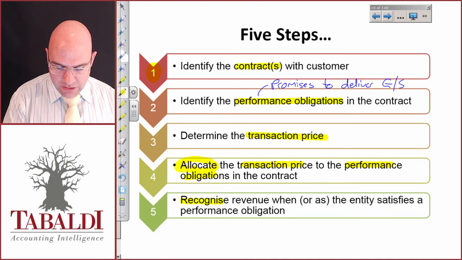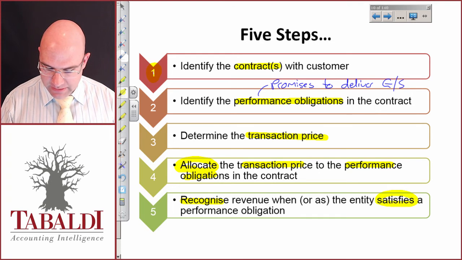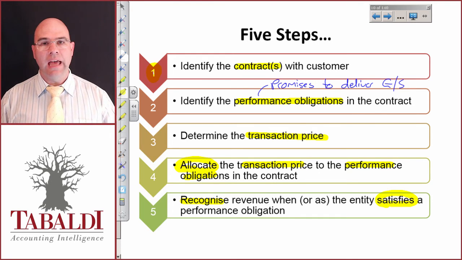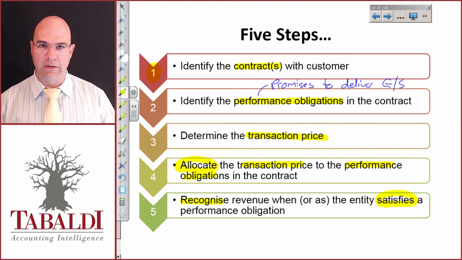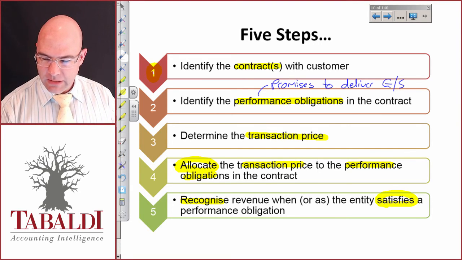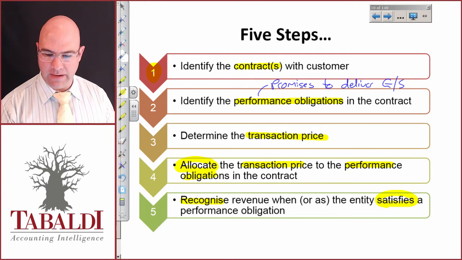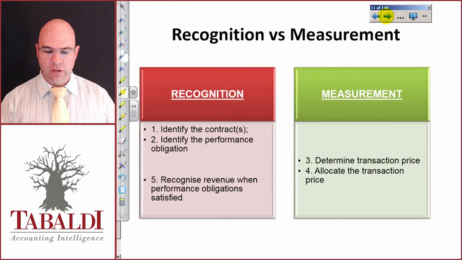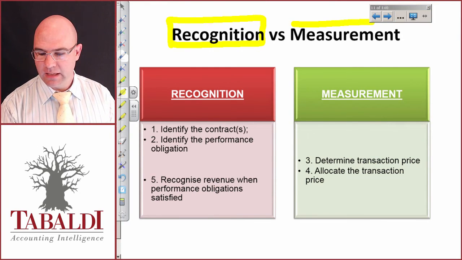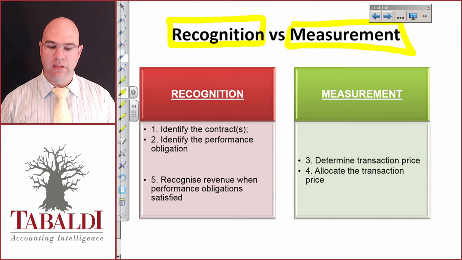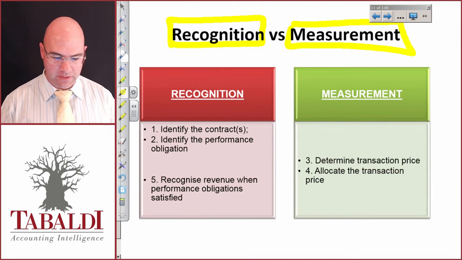Then you will recognize revenue when or as the entity satisfies performance obligations, and these will be satisfied either at a point in time or over a period. Right, now just when you look at the standard itself in the index, you won't see these 5 steps. So the standard talks about recognition like all other standards, as well as measurement. Let's just look at which steps affect recognition and which ones affect measurement.